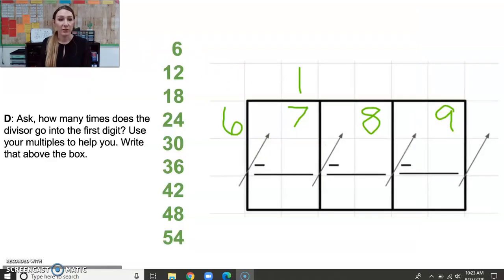All right, let's look at another example. So we're going to be dividing 789 divided by 6. So I'm going to go ahead and list my multiples of 6. Then I'm going to ask myself, how many times does the divisor go into the first digit? So I'm going to look at my list of multiples. I'm looking for a number that gets as close to 7 as possible, but without going over. So that's going to be this 6, this first multiple. So I'm going to put a 1 above that first box.